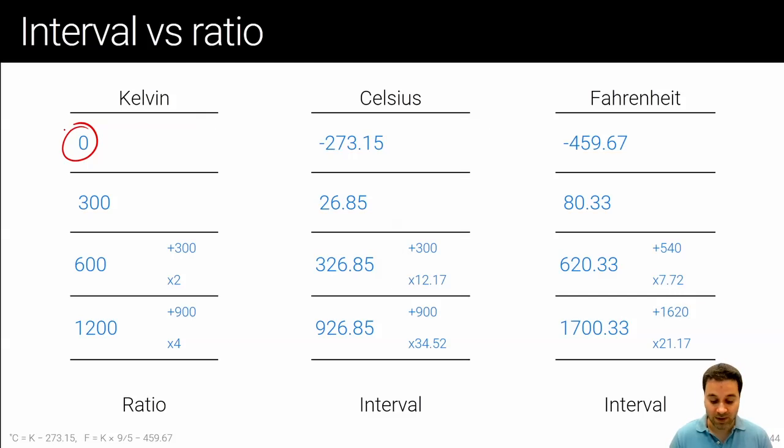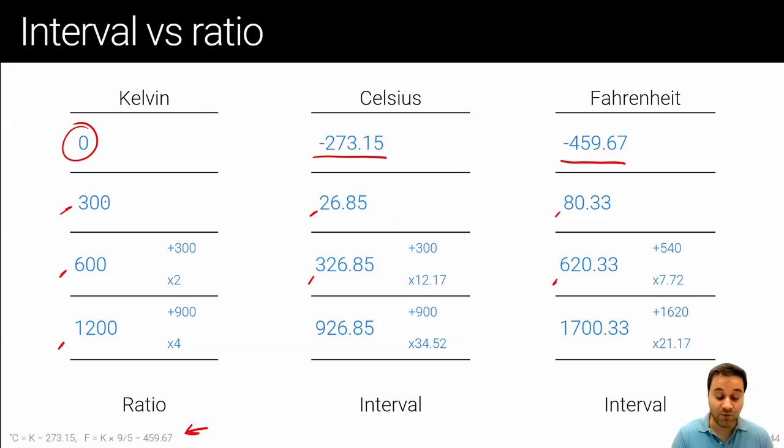If we transform the data, over here we have how to convert from one to the other. If we were to compute this in Celsius, that corresponds to negative 273 Celsius. Or in Fahrenheit, negative 460. Let's compare at different points of the scale to see what happens. So 300 Kelvin corresponds to almost 27 Celsius and 80 Fahrenheit. 600, which is twice as much, corresponds to 326 Celsius, 620 Fahrenheit.